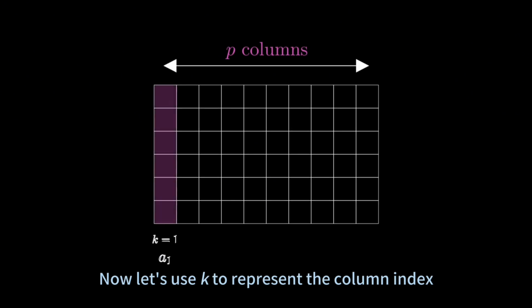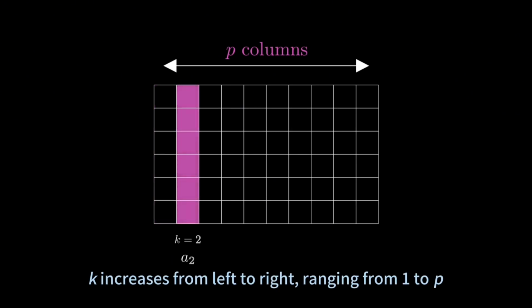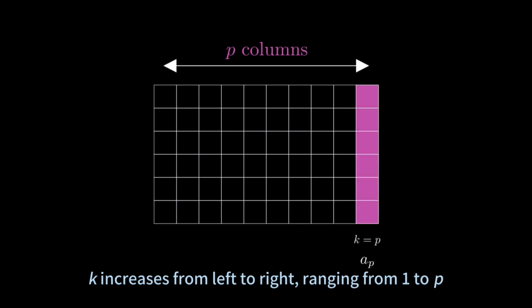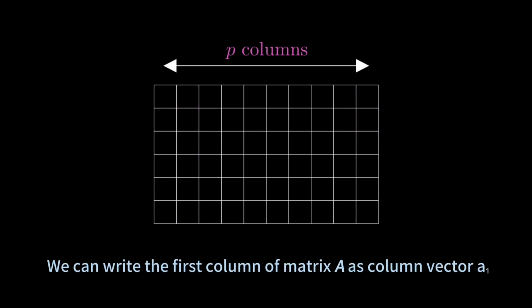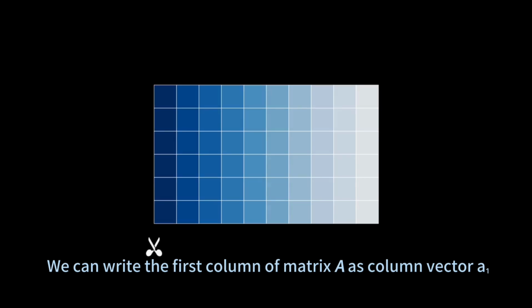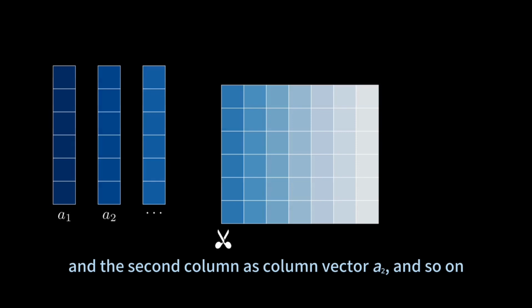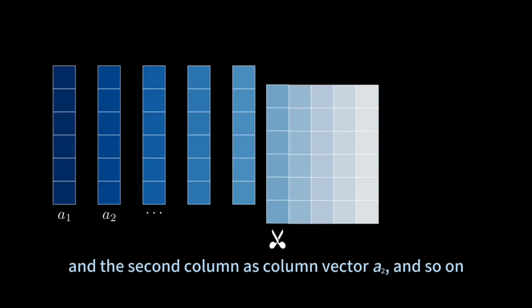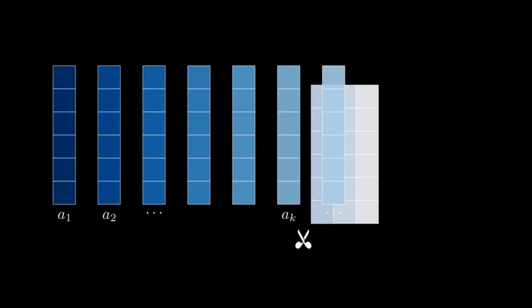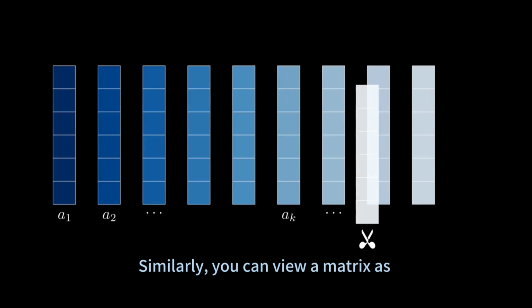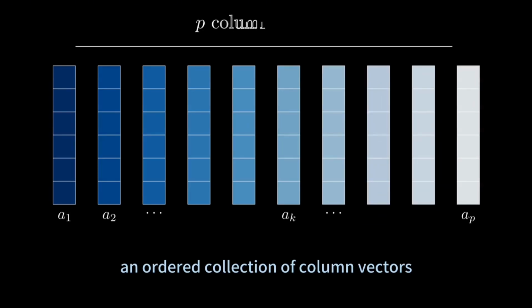Now let's use K to represent the column index. K increases from left to right, ranging from 1 to P. We can write the first column of matrix A as column vector A subscript 1, and the second column as column vector A subscript 2, and so on. Similarly, you can view a matrix as an ordered collection of column vectors.